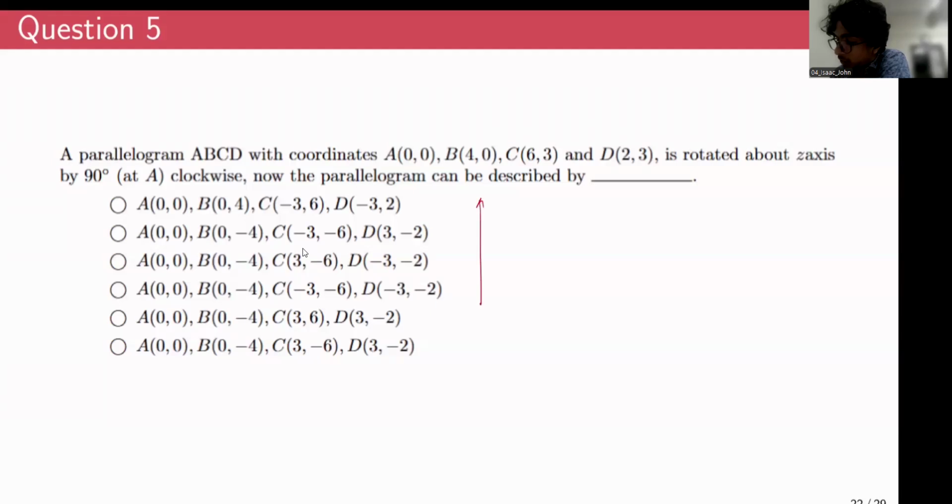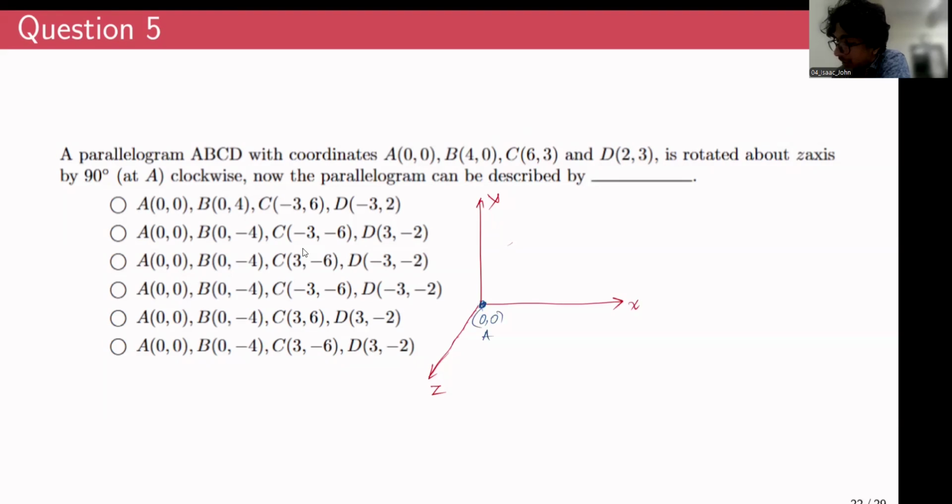So I'll try to have a graphical intuition regarding this. If I consider this to be the x-axis, and this to be the y-axis, and the z-axis is out of plane, the 4 coordinates of the parallelogram are, the first point being 0, 0, I'll call this A.